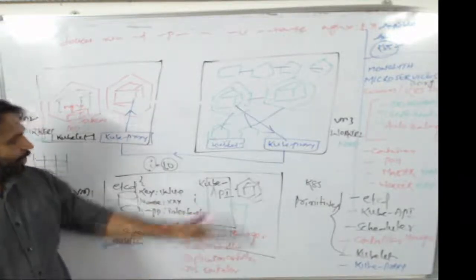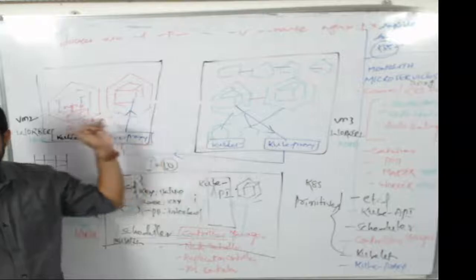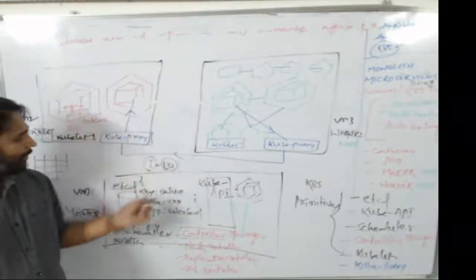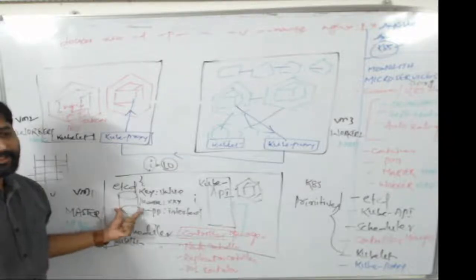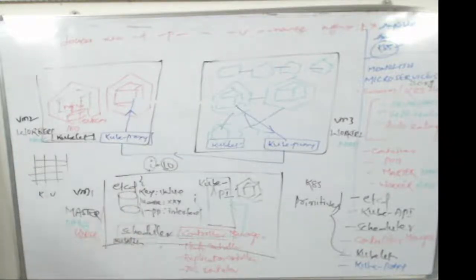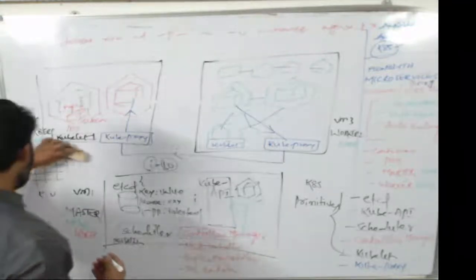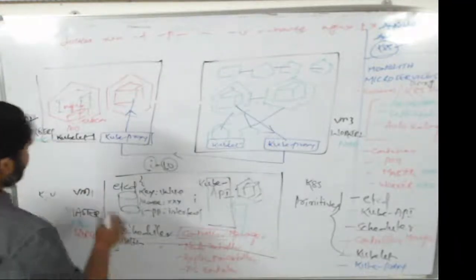The components do not talk to each other directly. They always talk to each other through etcd. So what you have, this keyword is really important. On etcd is a desired state of Kubernetes.